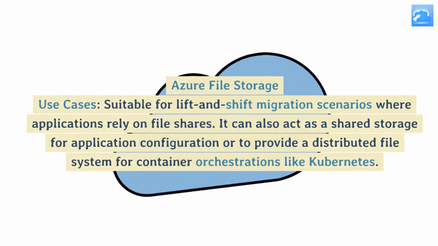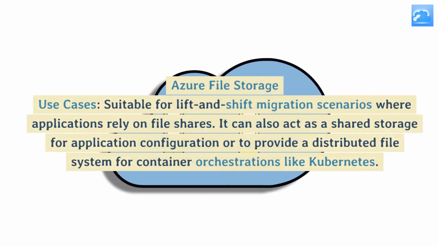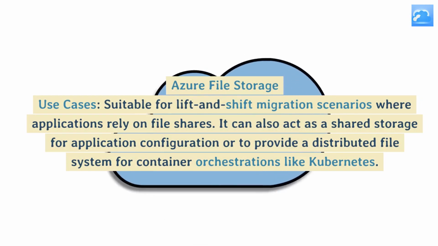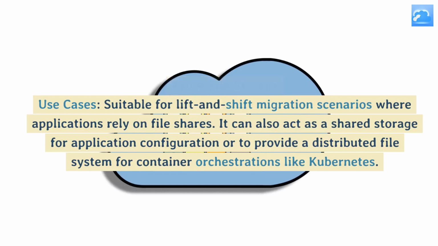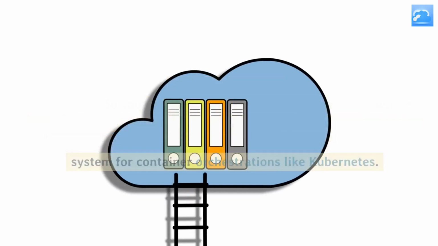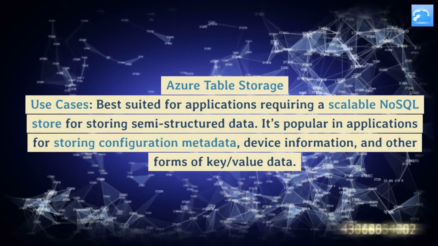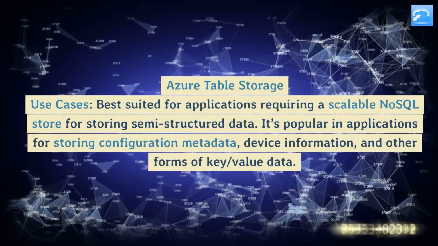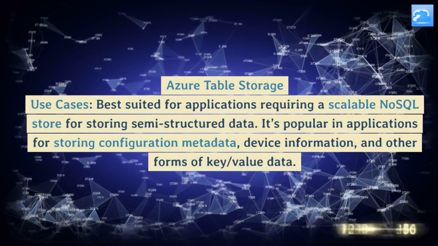Azure File Storage use cases: suitable for lift and shift migration scenarios where applications rely on file shares. It can also act as a shared storage for application configuration or to provide a distributed file system for container orchestrations like Kubernetes. Azure Table Storage use cases: best suited for applications requiring a scalable NoSQL store for storing semi-structured data.